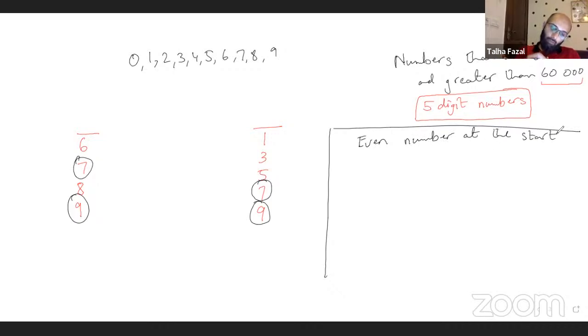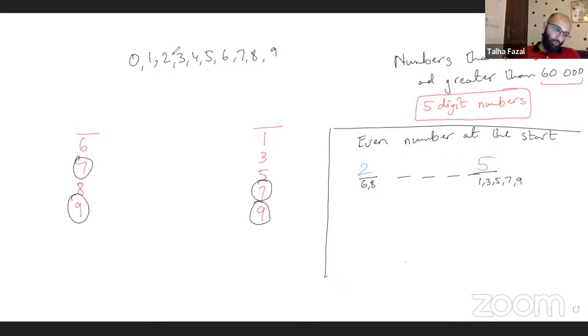So we have an even number at the start. So it could either be 6 or 8. So we have two options here. And then the last one can either be 1, 3, 5, 7, or 9. So how many ways can I fill out the first spot? Just 2 ways. How many ways can I fill out the last spot? 5 ways.